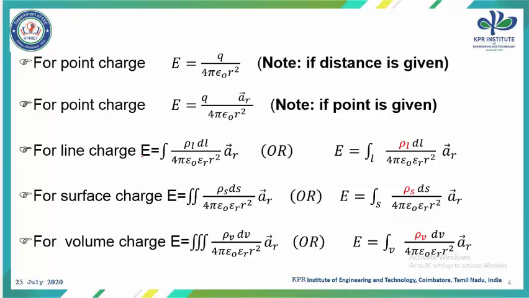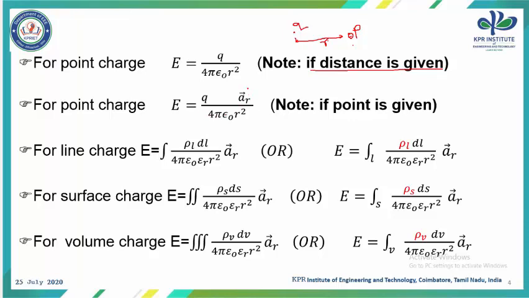Now, you want to write the formula for all the cases. For point charge, E equal to Q divided by 4 pi epsilon naught into epsilon R into R squared. Here the distance is given. That means this is a charge Q, and you want to find out the electric field intensity at a point P, at a distance R. For point charge, E equal to Q divided by 4 pi epsilon naught into epsilon R into R square into AR vector.